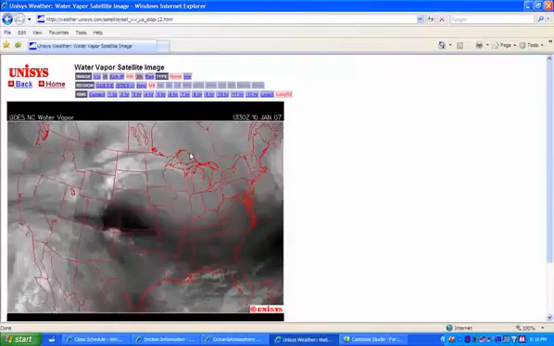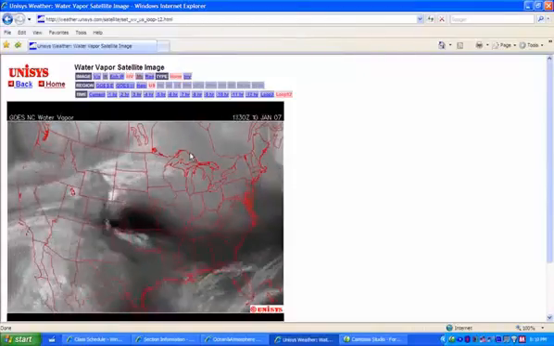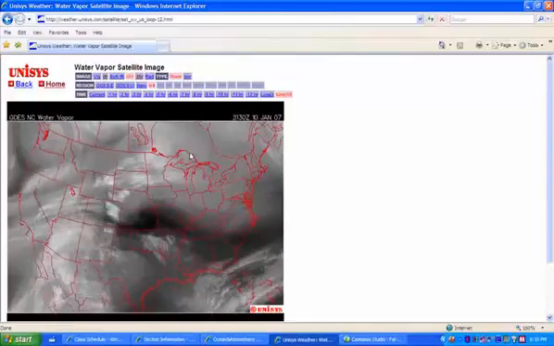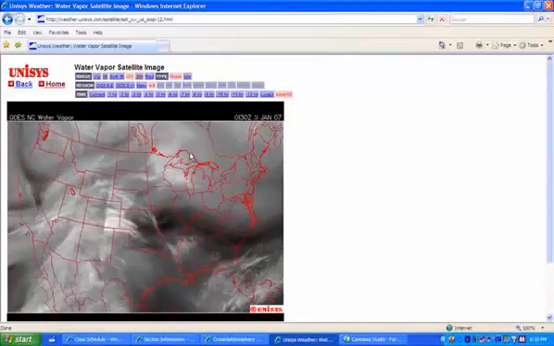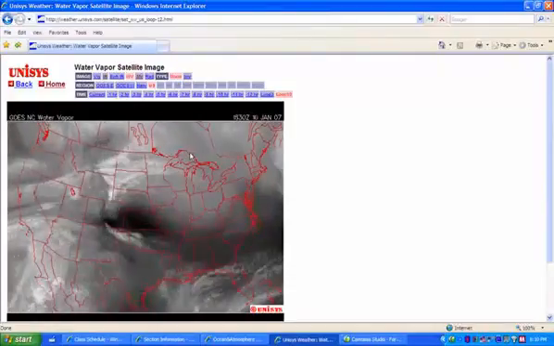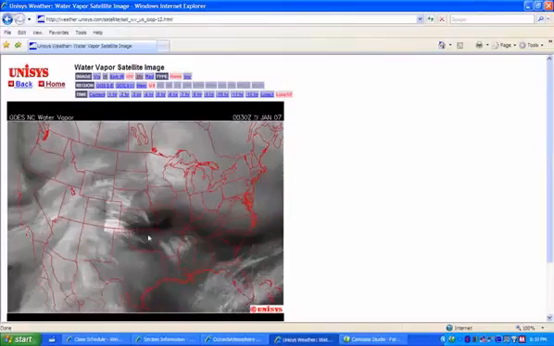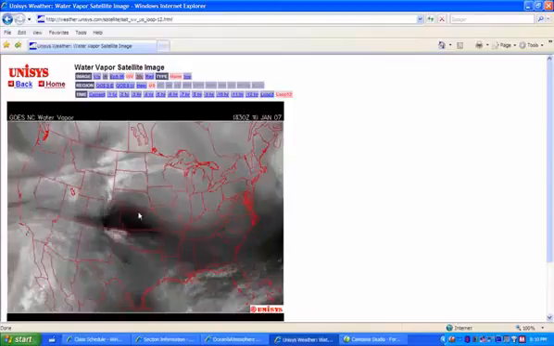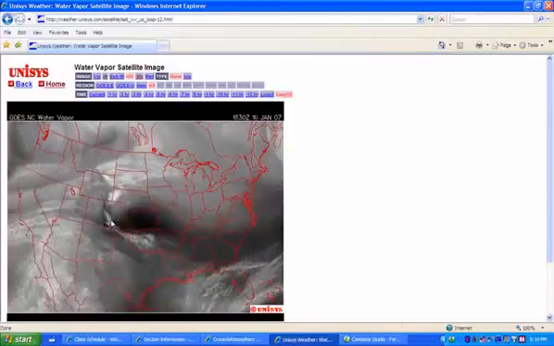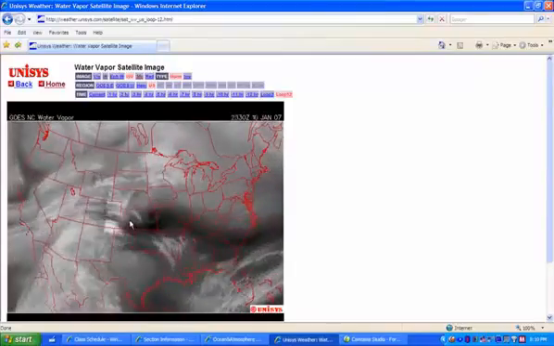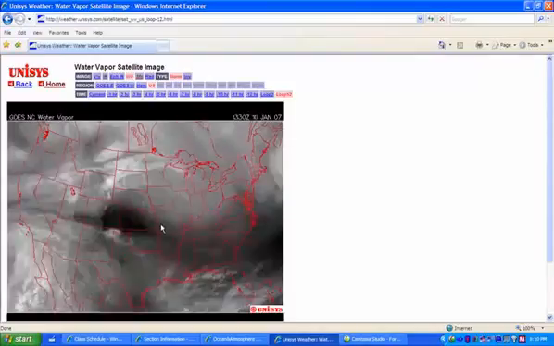You can also pick out circulation features in water vapor imagery, and we'll talk about later why circulation features are so critical to forecasting the weather. But one of the first features that catches my attention is this dry air that's moving off of the Rocky Mountains across Kansas and into Missouri.